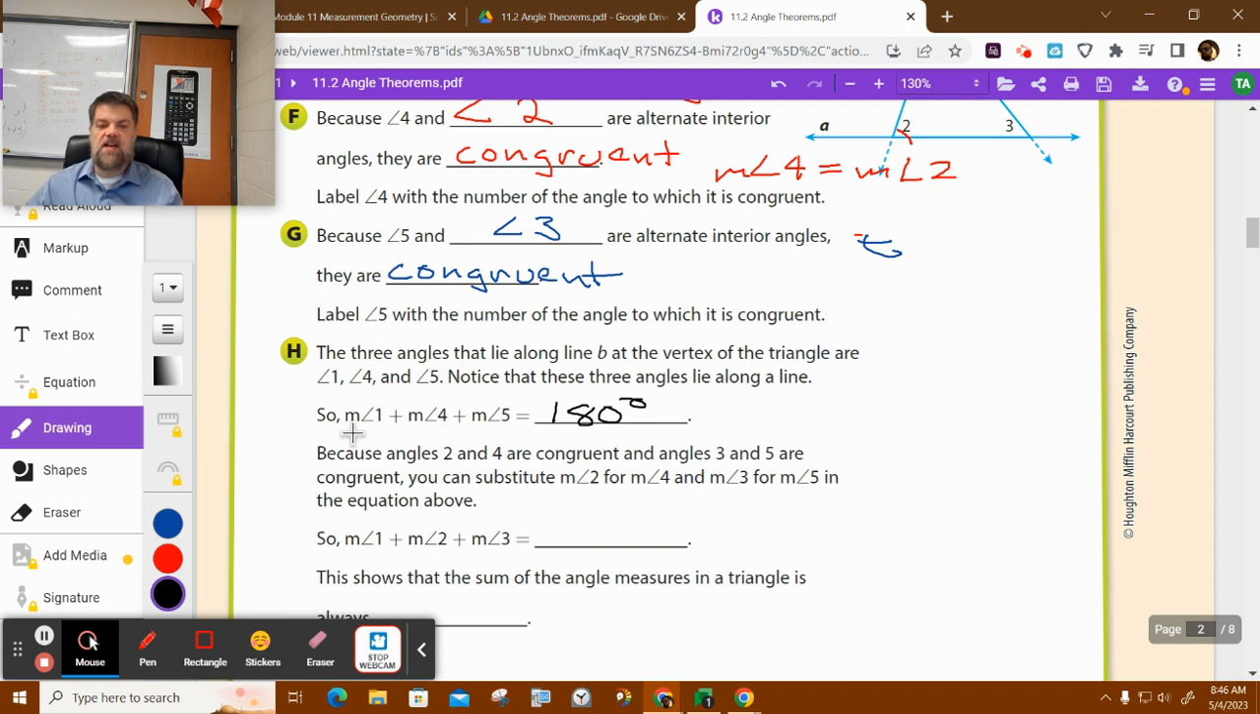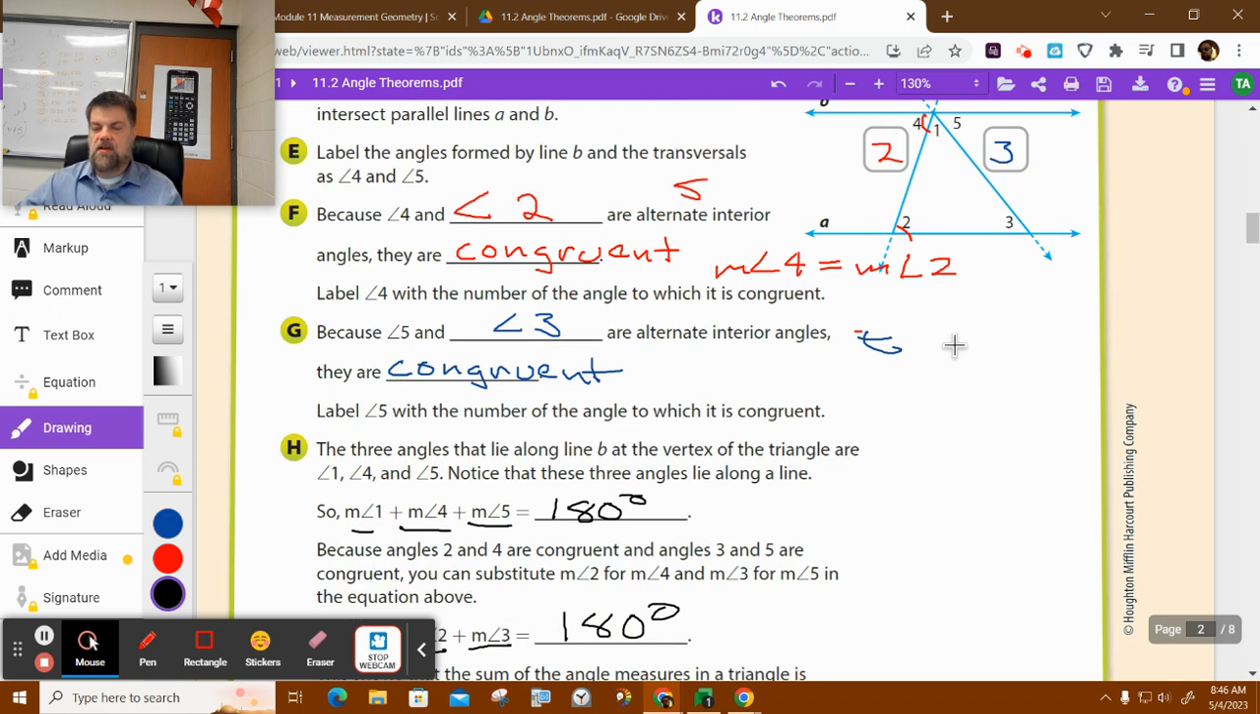So this line here, 1 is 1, but now we're going to take 4 and make it 2. We're going to take 5, which is congruent to 3, and we know that the measure of angles 1, 2, and 3 also equal 180. Right? So this is another way kind of to prove the same thing. The measure of angle 1 and the measure of angle 2 and the measure of angle 3 have to add up to 180 because they're in a triangle.